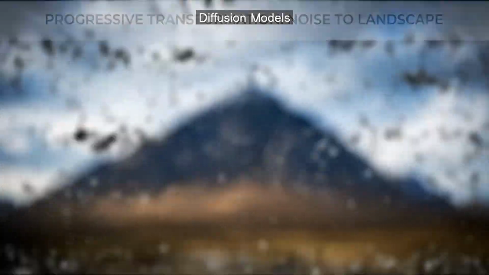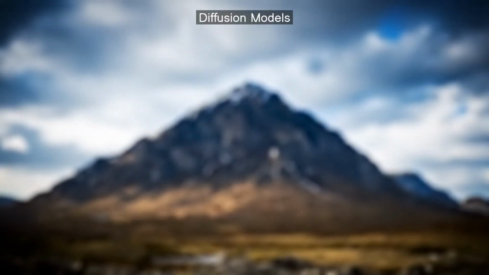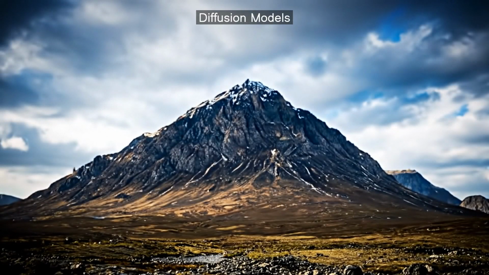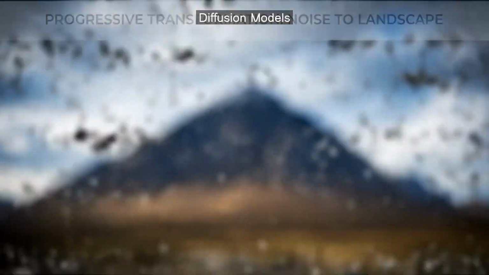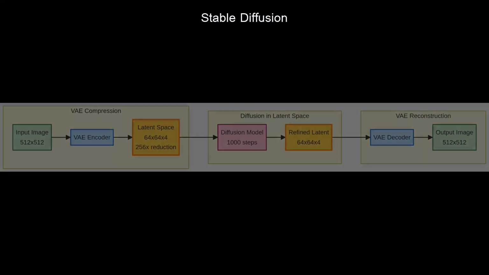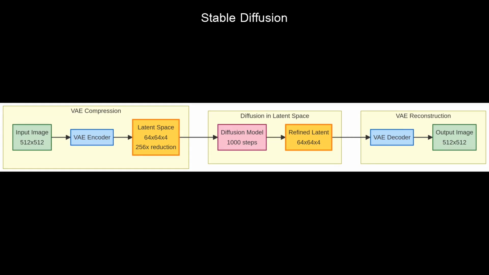My pro tips? Start with autoencoders to understand your data structure. Use VAEs when you need interpretable, disentangled control. Choose GANs when speed is critical and you have resources for careful tuning. Pick diffusion when quality is paramount and computational cost is acceptable. And remember, the future is hybrid, as stable diffusion proves.